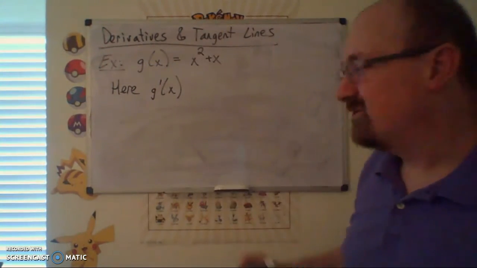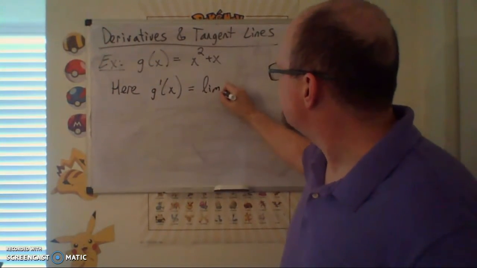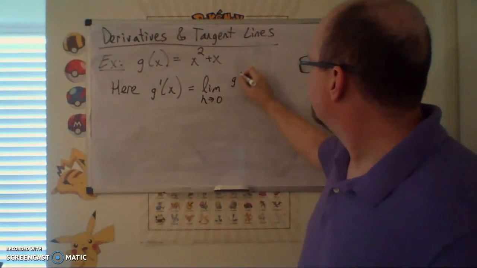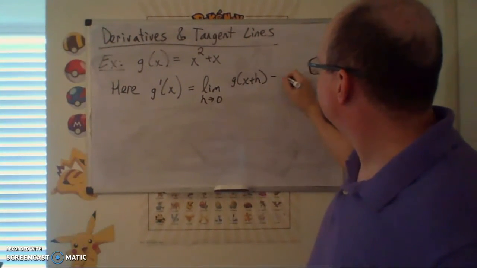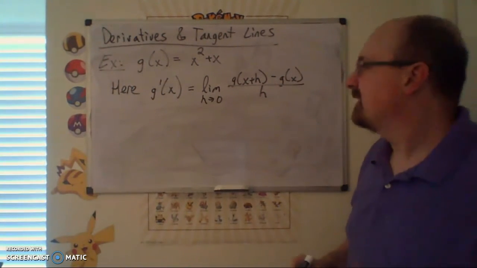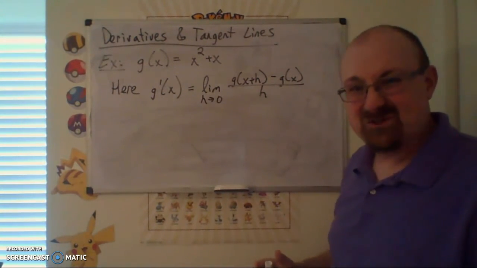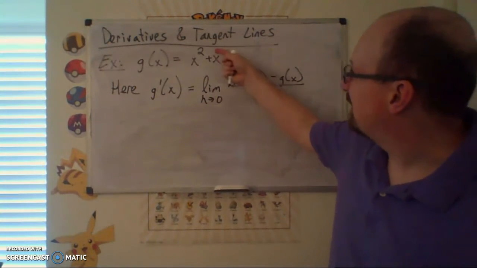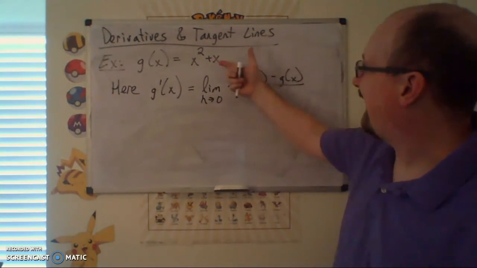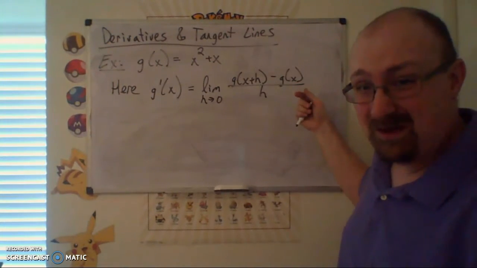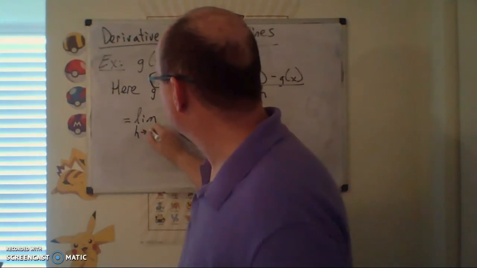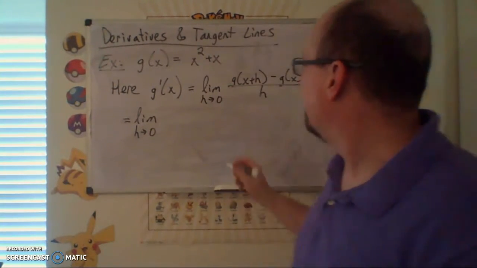So g prime of x, we've said, is going to be the limit as h goes to 0 of g of x plus h minus g of x all over h. All right, now I've got to take this in sort of two stages. I'm going to feed this x plus h in here, and I'm going to have to pound out some algebra. Then I kind of just copy and paste that formula in place of g of x. Anyway, I'll try not to skip too many steps here, even though I am kind of short on board space.